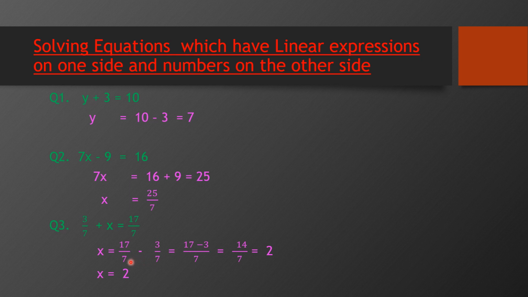Here the denominators are the same, so for the numerators we have to do subtraction. (17 - 3)/7. So it is 14/7, and we can divide by 7. It is equal to 2. So the solution of question number 3 is 2.